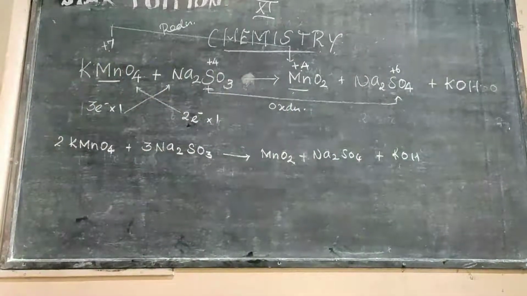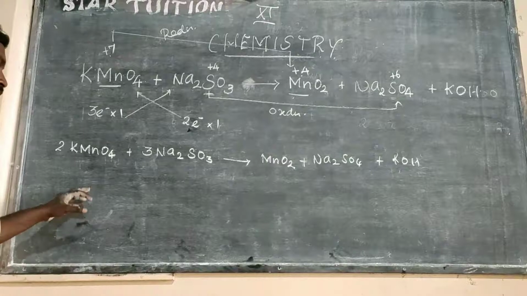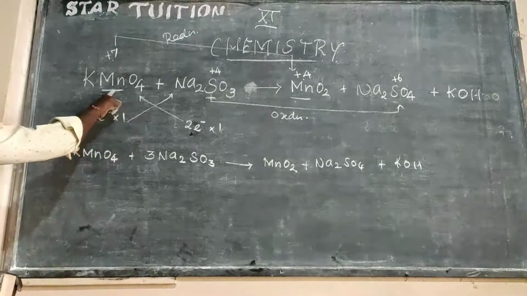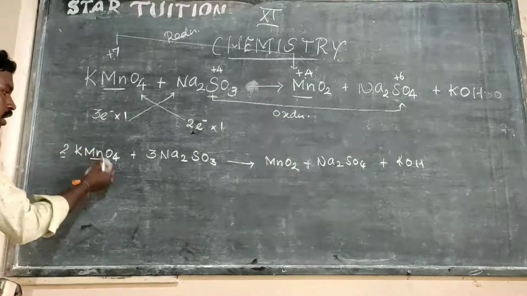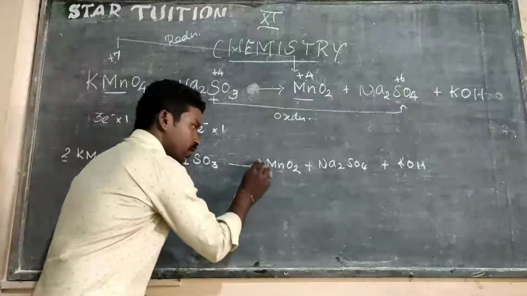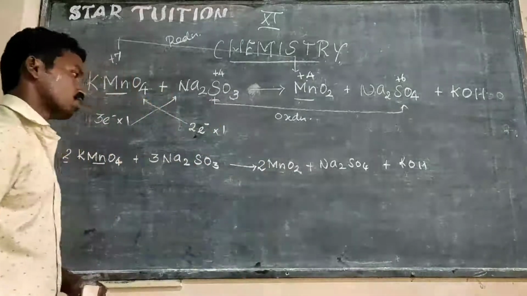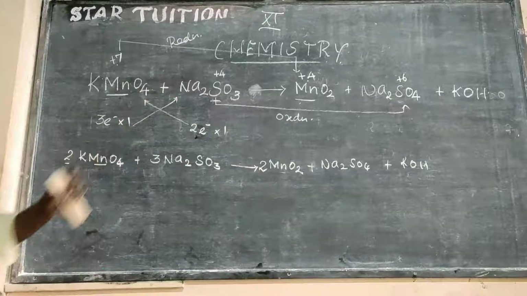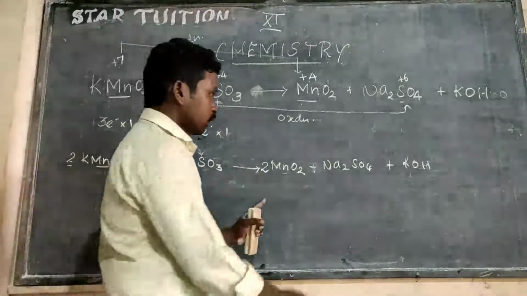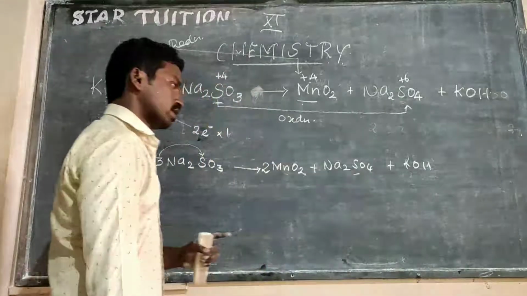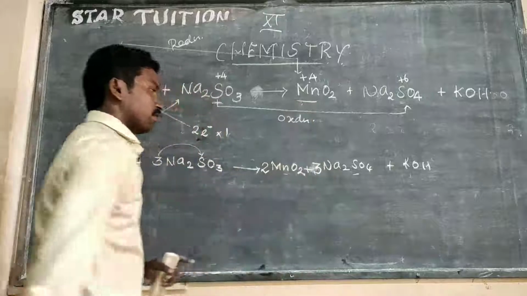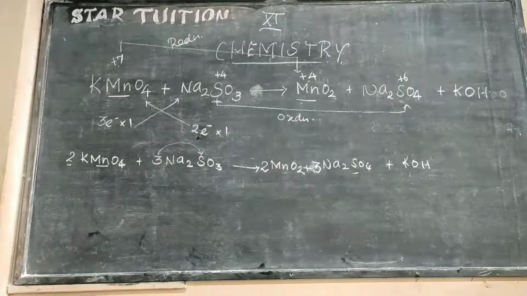Then step 3. What is step 3? Balancing the species which gets oxidized and the species which gets reduced. Either we start with the species manganese. In the reactant side, 2 manganese atoms, whereas in the product side only 1 is there. So in front of this molecule we have to write 2. Now manganese is balanced. Then come to sulfur. 3 sulfur in the reactant side. Product side only 1 sulfur is there. So what we have to do? In front of this molecule we have to write 3.